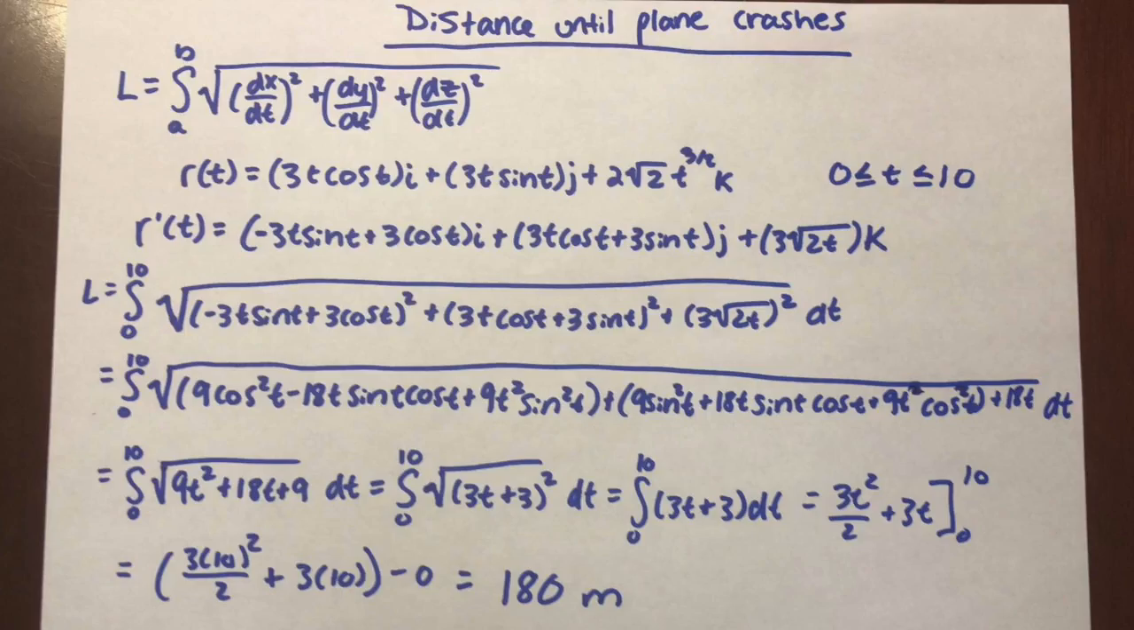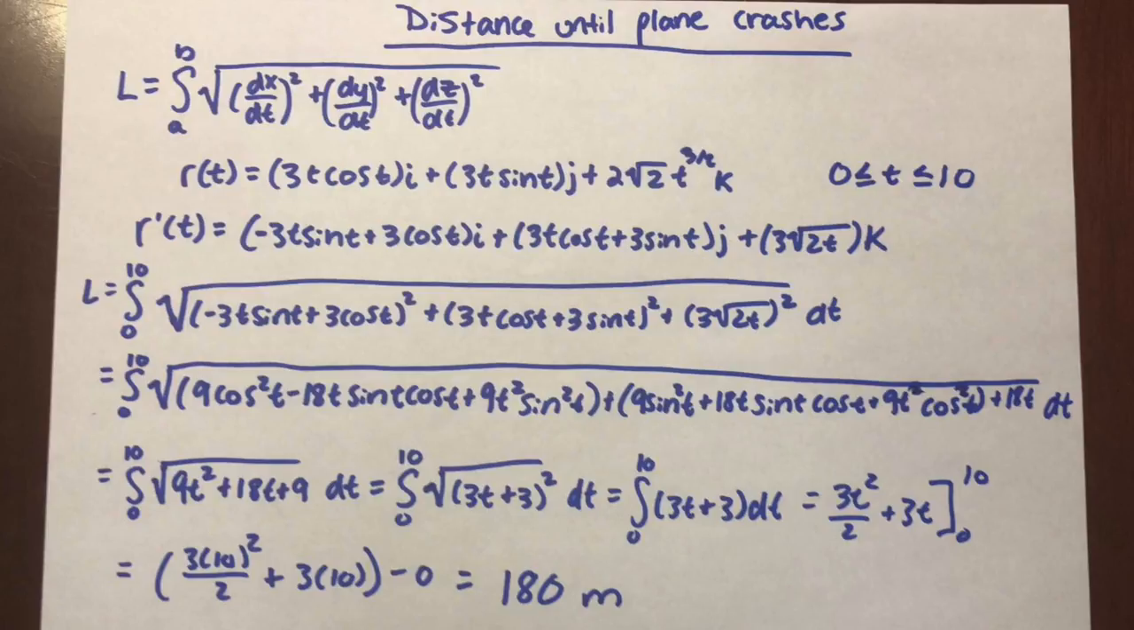To find arc length, he must find the integral from a to b of the square root of each component squared. First, he finds the derivatives of the x, y, and z components, which gives him open parentheses minus 3t sine t plus 3 cosine t close parentheses i plus open parentheses 3t cosine t plus 3 sine t close parentheses j plus open parentheses 3 square root 2 t close parentheses k. Now he can set up the integral from time 0 to 10.